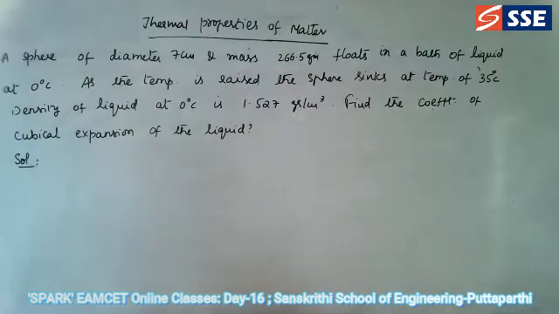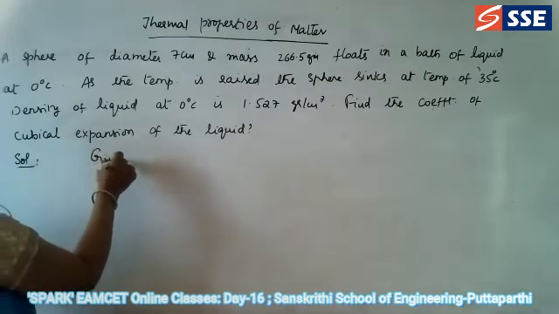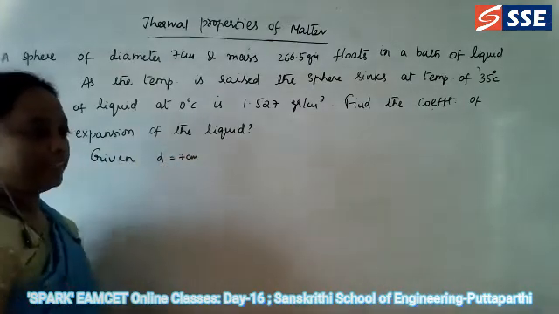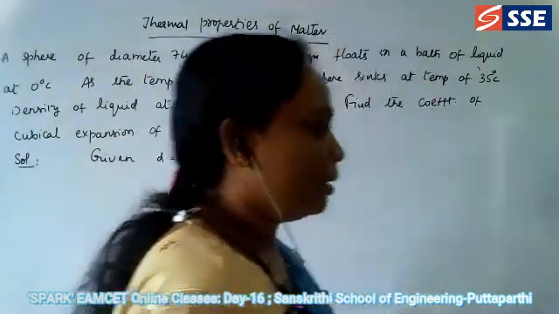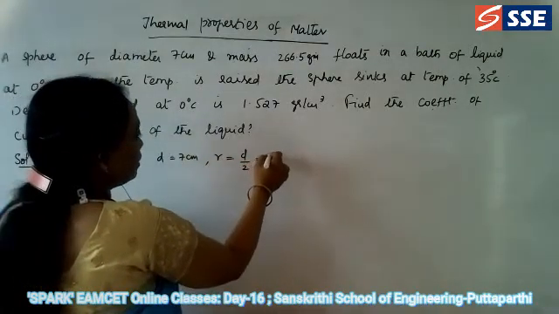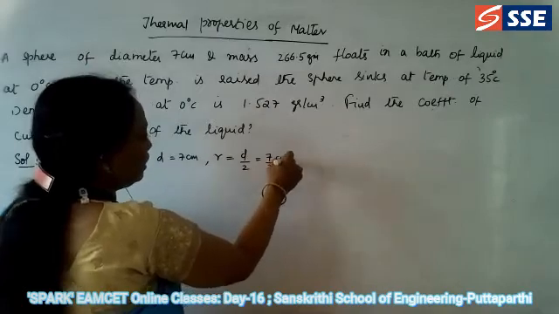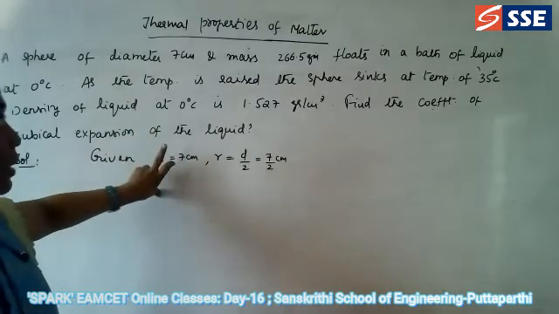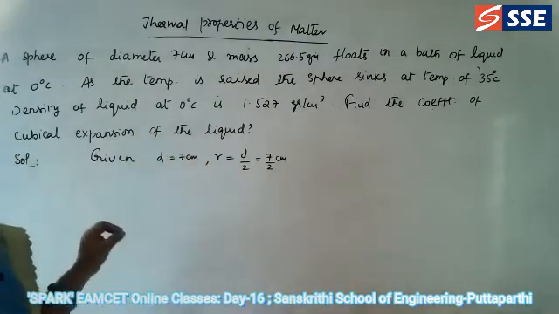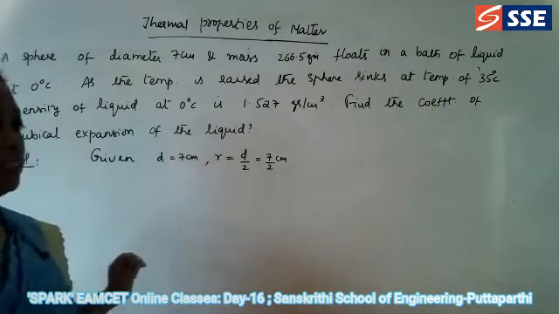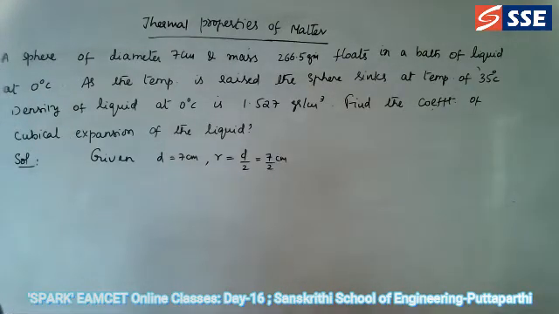Here the sphere is given, and the diameter is given. So write down what is given in the problem. Diameter is 7 centimeters. How do we calculate the radius? Radius is nothing but diameter by 2, that means 7 by 2 centimeters. Since everything in the problem is in centimeters, we can directly take centimeters. That's why we are not converting into meters.